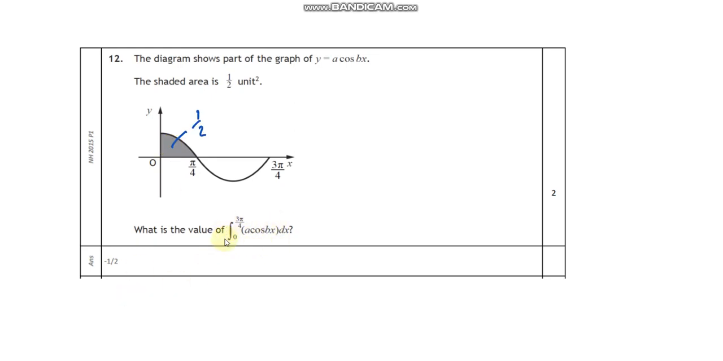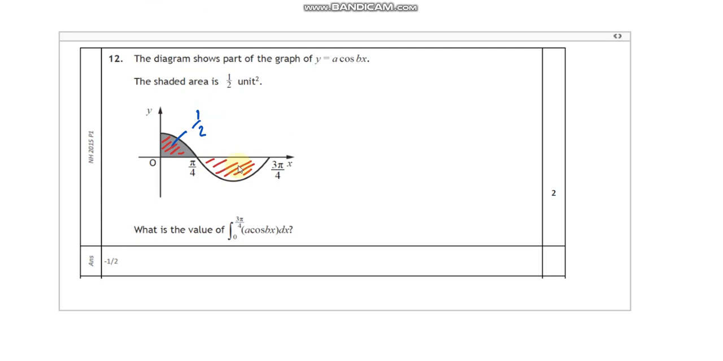What does that mean? If I integrate this function, which is the function we've got, between 3 pi over 4 and 0, I am going to be looking at the area here and the area here. I just thought it was an interesting question because it does make you think. So how could I possibly work out this? I need to know that without any real information.